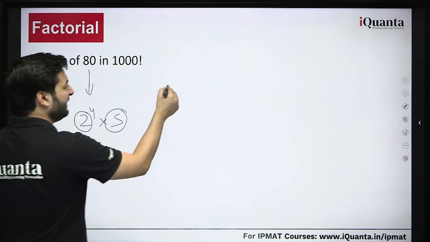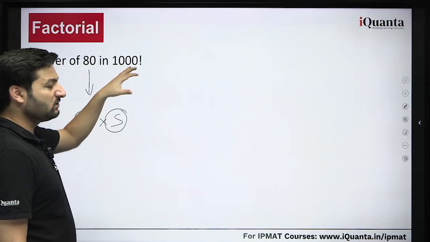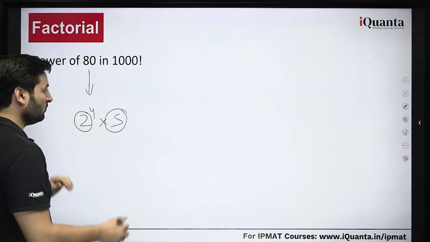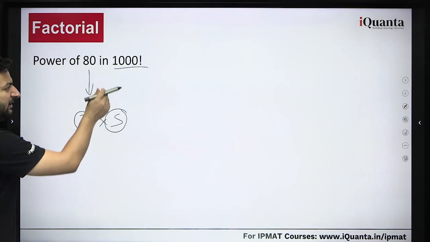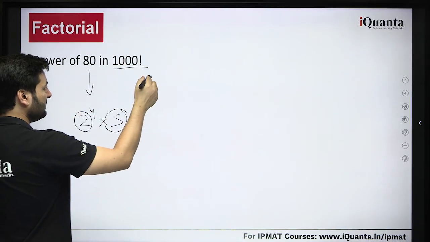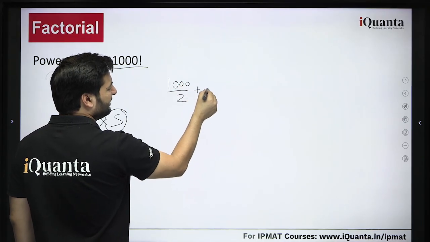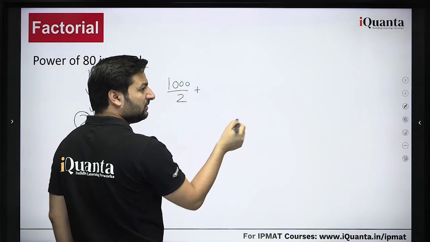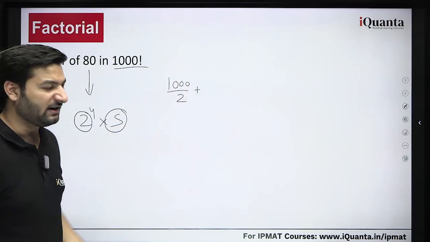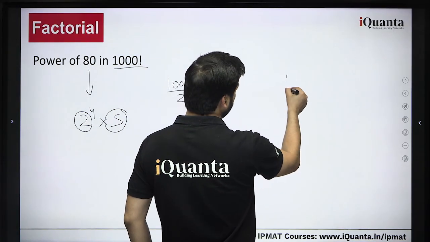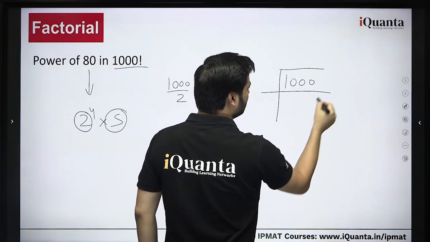So, suppose in 1000 factorial I find out the power of 2. Obviously, in 1000 factorial we have to find out the power of 2, power of 5, and then we will do something. So, 1000 upon 2, then 1000 upon 4. There is a shortcut to this as well. You do not need to write all those fractions again and again, you simply write down 1000, and you break it like this.